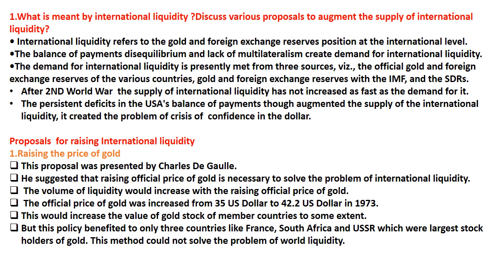But there was a problem, that is, the major gold stock belongs to only a few countries, that is USA, South Africa, France and USSR. So that plan was not acceptable to many of the countries, and that led to the failure of that plan. So that plan was not taken.